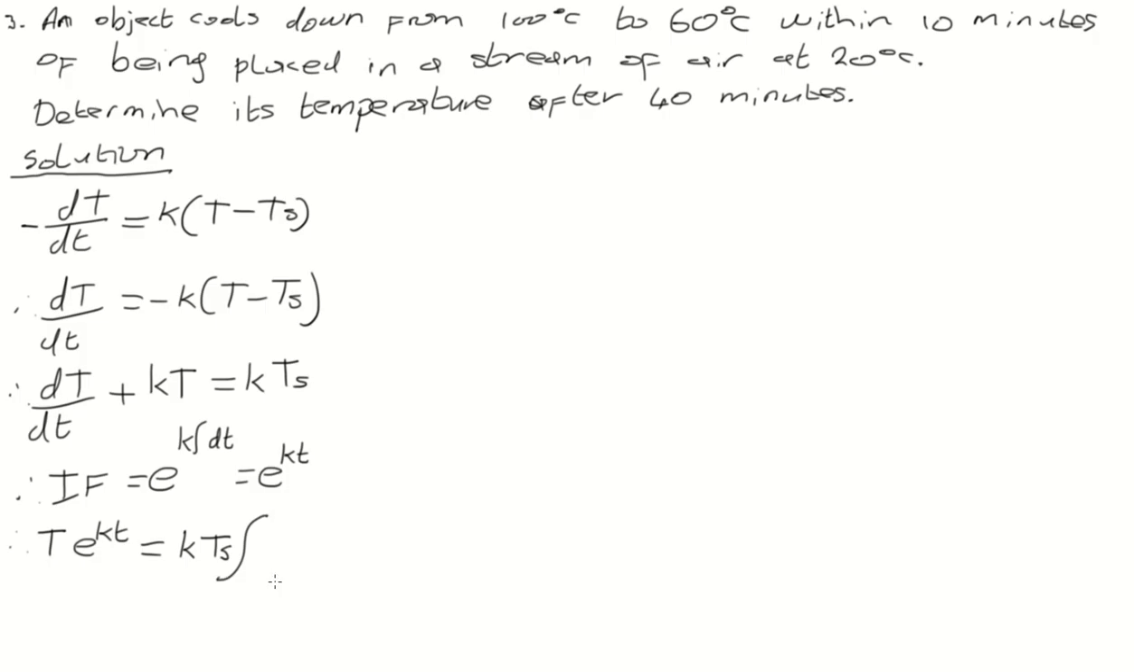Therefore I put my integration sign, and what do I have inside? I have the IF, so it's e raised to kt dt plus c. Okay, we have to integrate, so it's k TS times, therefore, e raised to kt all over k, the integral of the exponent, just obvious.